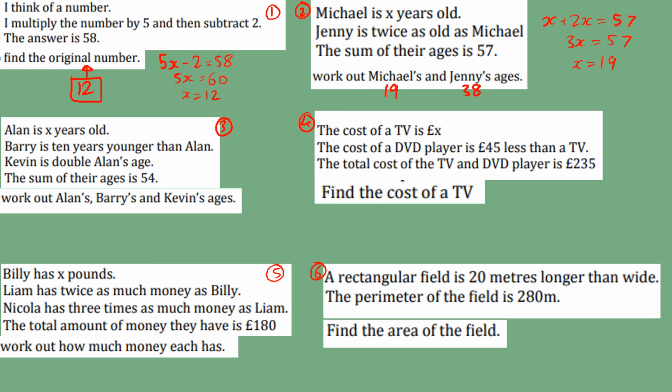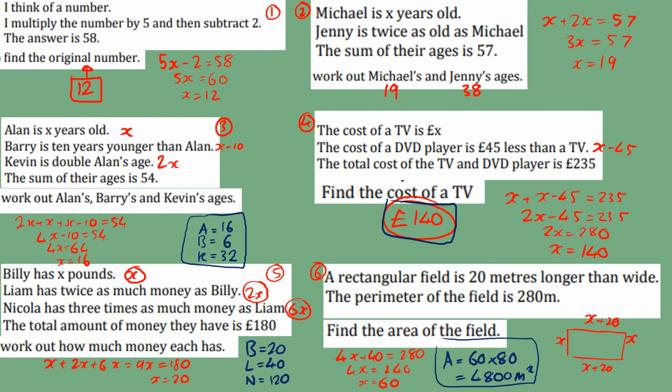So for the first 2, we should get 12 is your original number, Michael's 19 and Jenny is 38. And there's the last 4. So Alan was 16, Barry was 6, Kevin was 32. TV's 140 quid. They have 20, 40 and 120 quid. And the field is 4,800 meters squared. Remember, you times the sides together for that.